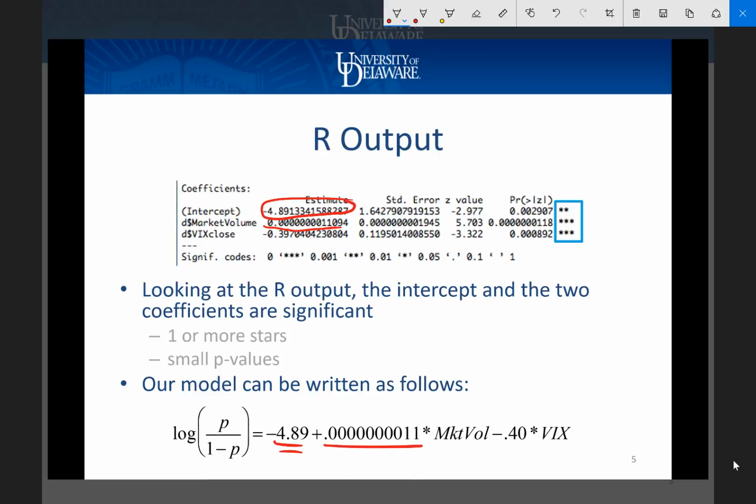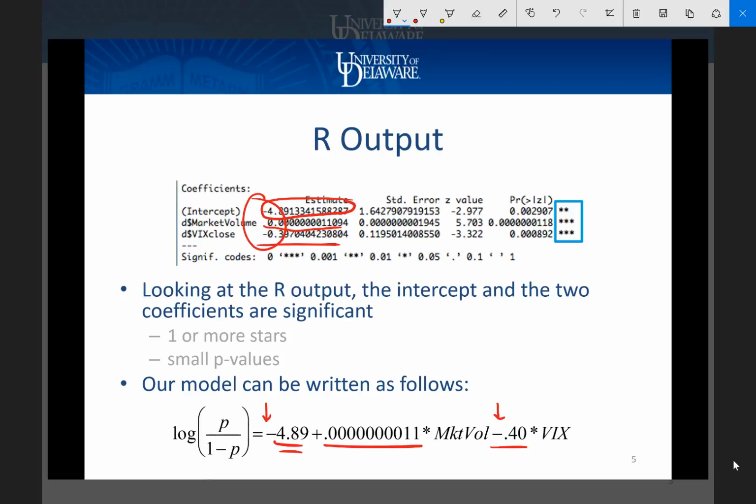It is really, really small, but remember that market volume numbers are measured in the billions. So even though this number is very close to zero, when I multiply it by 6 billion or 10 billion, I'm going to find that its contribution is economically meaningful, even though that number looks small. And finally, I've got negative 0.397. Let's round that to 0.4, and we'll put that here in the model. And double checking my signs, I see I've got a negative here and a negative here, and that's exactly what the output said.